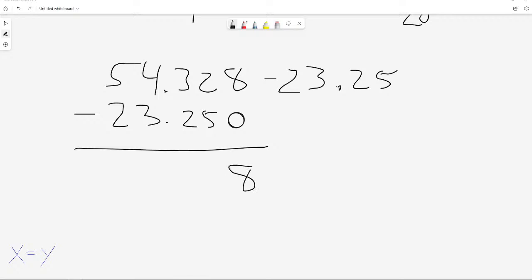Anyway, so subtraction: we got 8 minus 0 is 8. 2 minus 5, we know how that works. You borrow from here, 12 becomes 7. 2 minus 2 is 0. 4 minus 3 is 1, and 3. So you end up with 31.078.